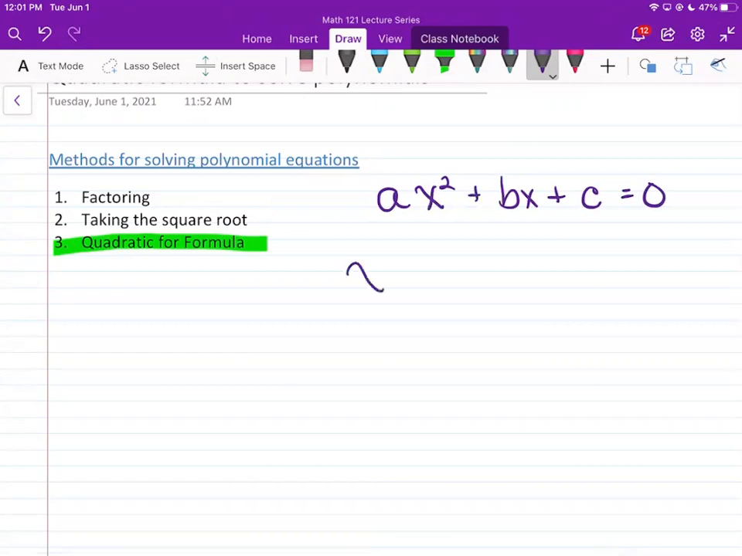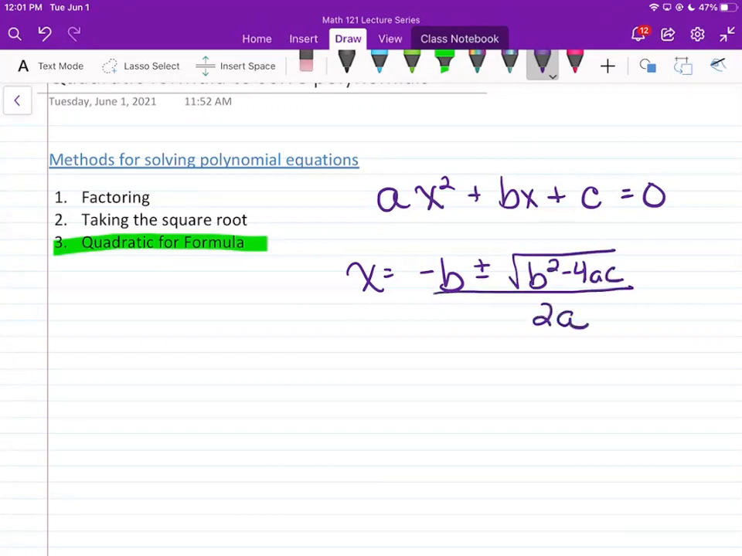To solve this equation for x, we're going to use the formula that x is negative b plus or minus the square root of b squared minus 4ac all over 2a. Let's look at an example of how to apply this.